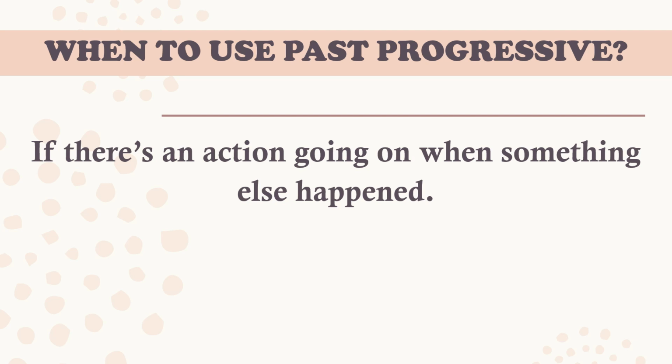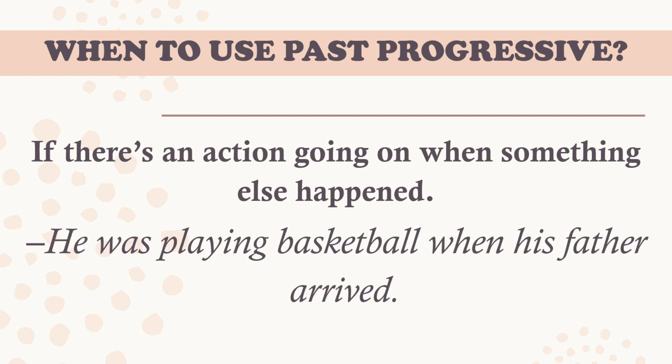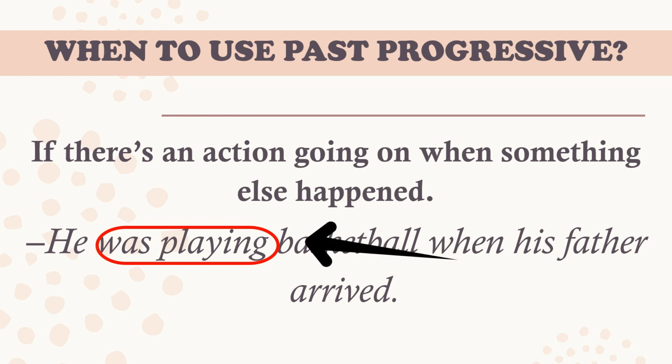Next, we use the past progressive if there's an action going on when something else happened. Example, he was playing basketball when his father arrived. He was playing basketball is the ongoing action. His father arrived is the other event that happened, but it's in the past tense since it happened at once.